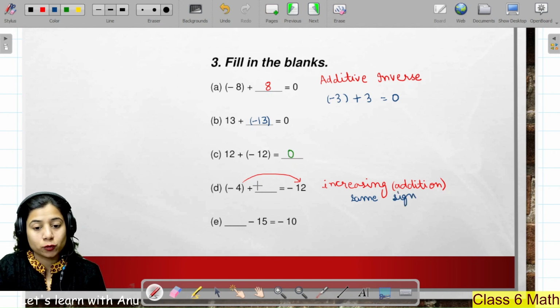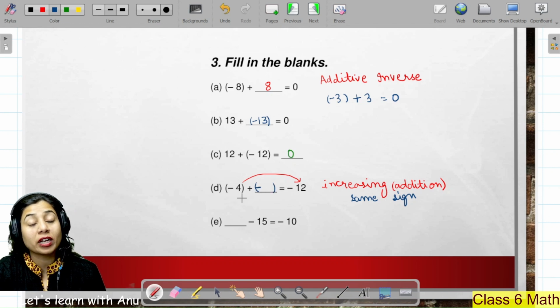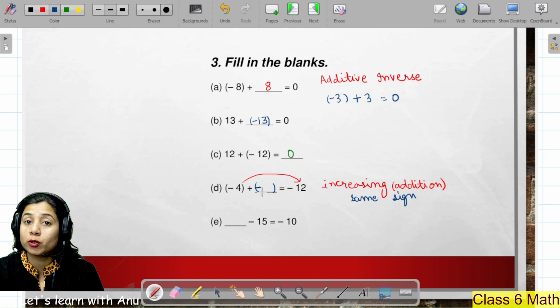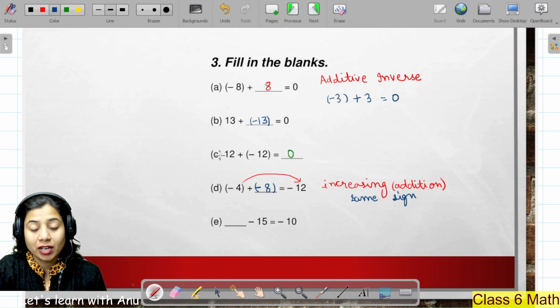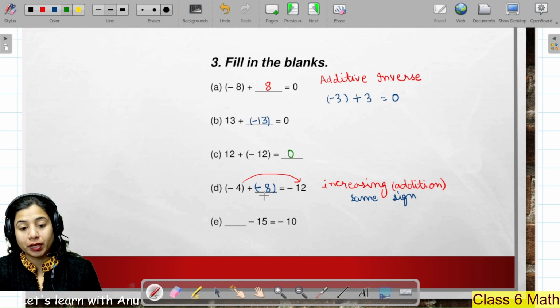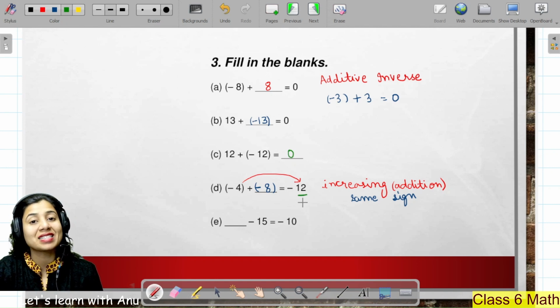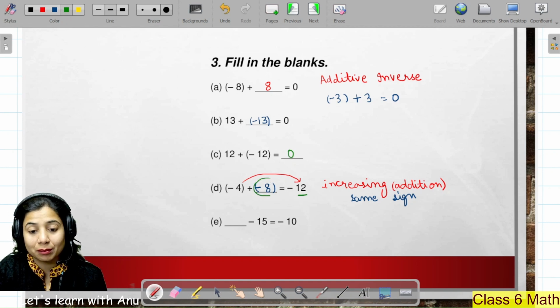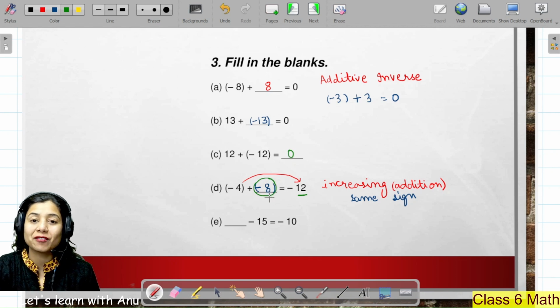4 is negative, so this number is going to be negative, right? And then we know that to 4, 8 should be added to get 12, right? So let's check our answer. Same sign, addition is happening, 4 plus 8 is 12, and sign is coming of bigger number. So I hope it's clear, everyone.